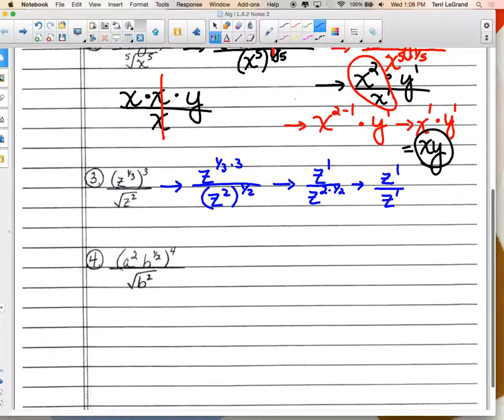What did you get to this part where I got to? Did that happen to anybody? Z to the first over Z to the first, do you agree with me there? Yeah. You subtract the exponents, so that would be Z to the 1 minus 1 power, which is Z to the 0 power, and anything but 0 to the 0 power is 1.